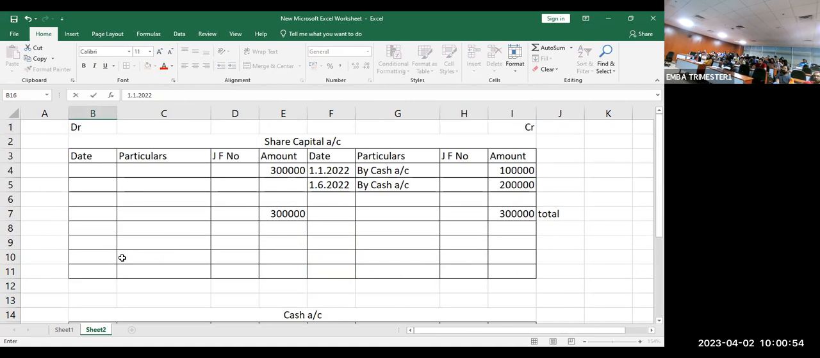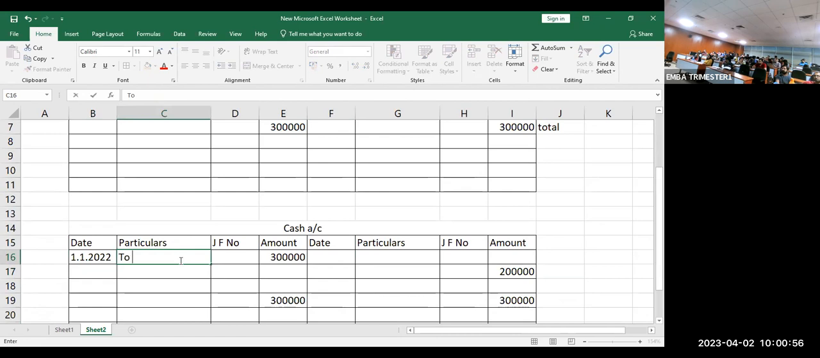1/1/2022, to capital account, 1 lakh rupee. Another date, 1/6/2022, again to capital, 2 lakh rupee. Now the total is 3 lakhs. The same total has been written here. On this side, nothing is there, 0 is there. Suppose in this side some amounts are there, you have to subtract that amount. Then you have to write the balance.